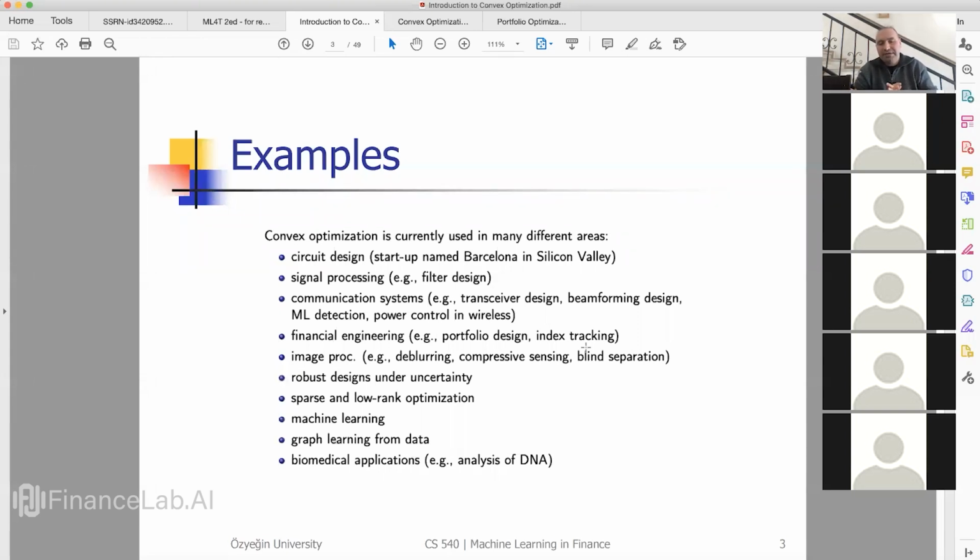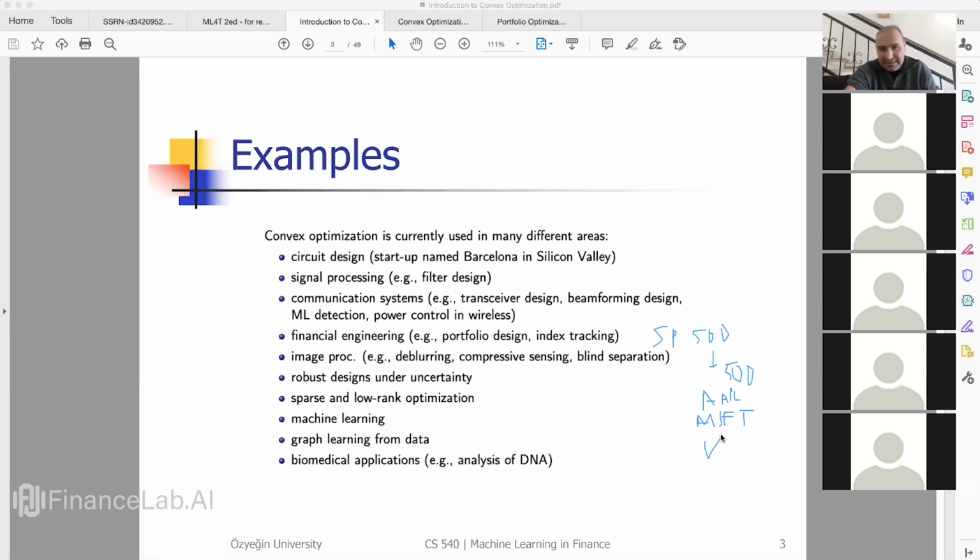In index tracking, for instance, assume that we have the S&P 500 index. In this index, there are 500 constituents, such as Apple and Microsoft. I'm just writing the tickers: AAPL is the ticker for Apple, MSFT is the ticker for Microsoft, and V is for Visa. In this case, there are 500 companies.